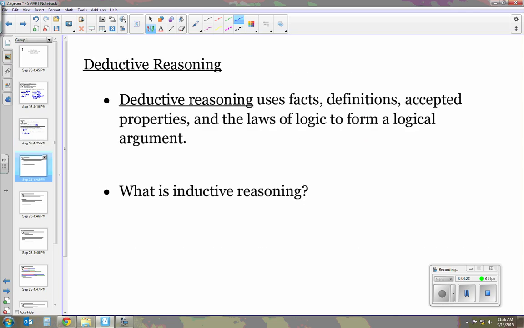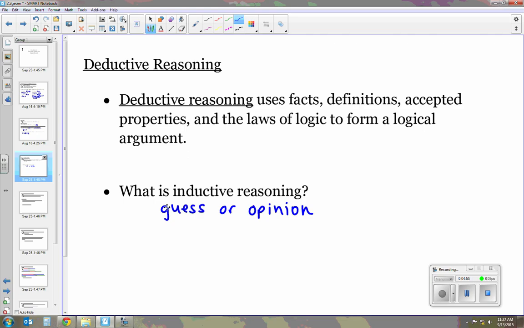Let's move on to deductive reasoning. Now, deductive reasoning is what we use for geometric proofs in this class. This uses facts, definitions, accepted properties. Okay, so already proven true facts. Let's compare this to inductive reasoning. If we remember, inductive reasoning was a guess or an opinion.